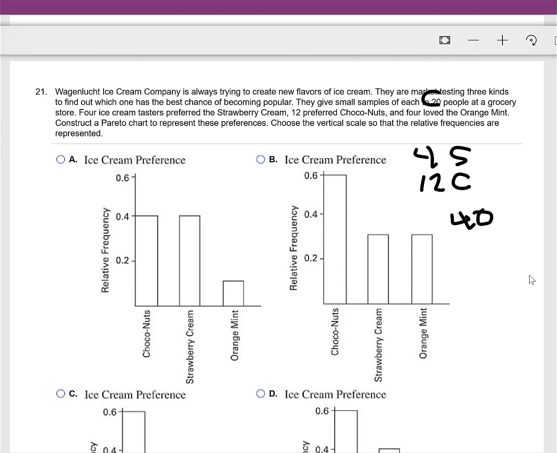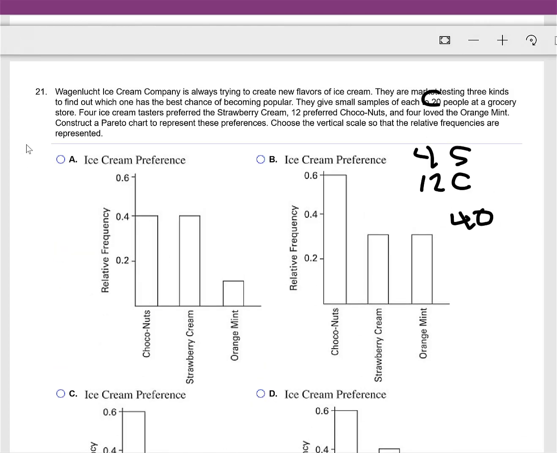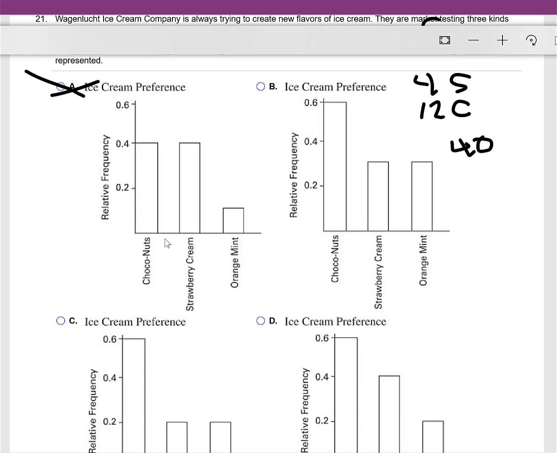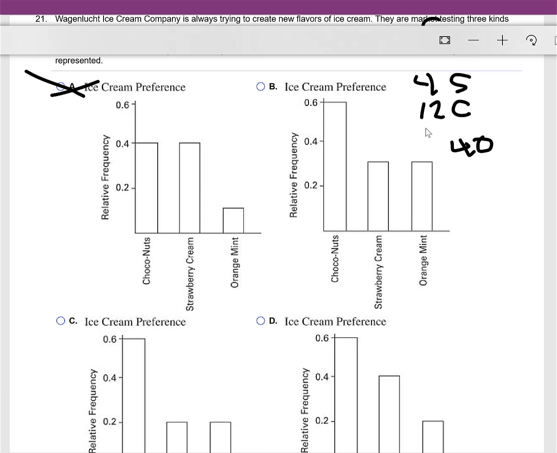Remember, in a Pareto chart the left bar is going to be the highest, and then it's going to move its way down. We've got the highest one here for chocolate. So I can go ahead and eliminate A, because A doesn't show that as the highest preference. This one shows it, and this one shows it. Now, if you take 12 and divide by 20, you do get 0.6. So the Choco Nuts is correct here. Then you've got 4. If you take 4 and divide by 20, let's go ahead and do that on my calculator. Let's pull up the calculator here and show you that.